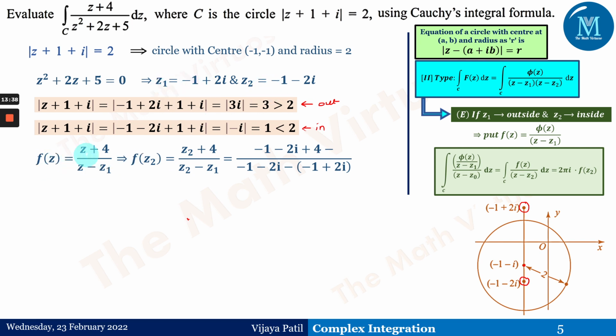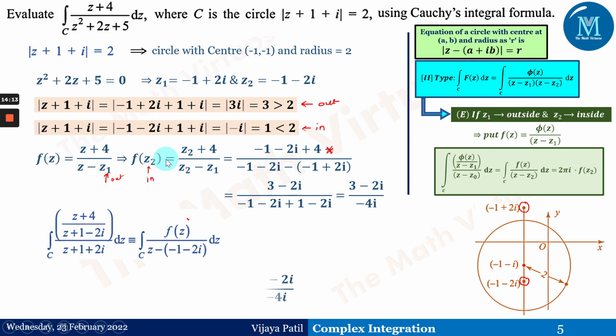Understand the concept that f of z is z plus 4 upon z minus z1, where z1 is the point which is out. Therefore we have to find the value of the function at the point which is in, that is z2. So f of z2 is z2 plus 4 upon z2 minus z1, that is minus 1 minus 2i plus 4, divided by minus 1 minus 2i minus of minus 1 plus 2i. We'll get the value as 3 minus 2i upon minus 4i. This is the value for f of z2.